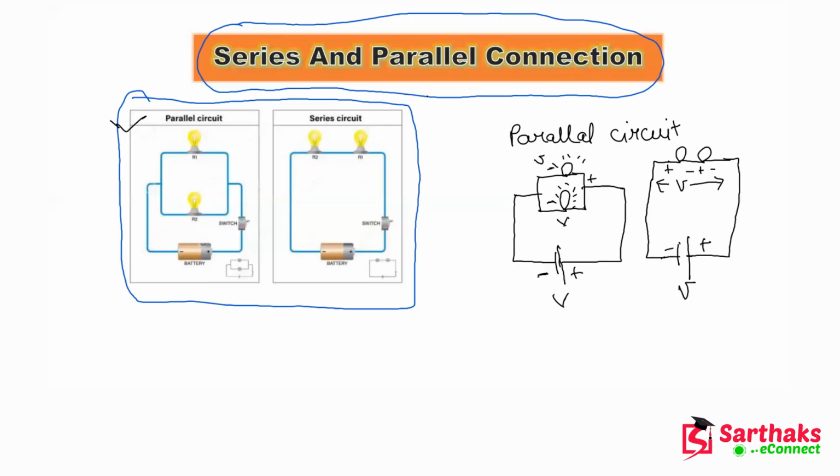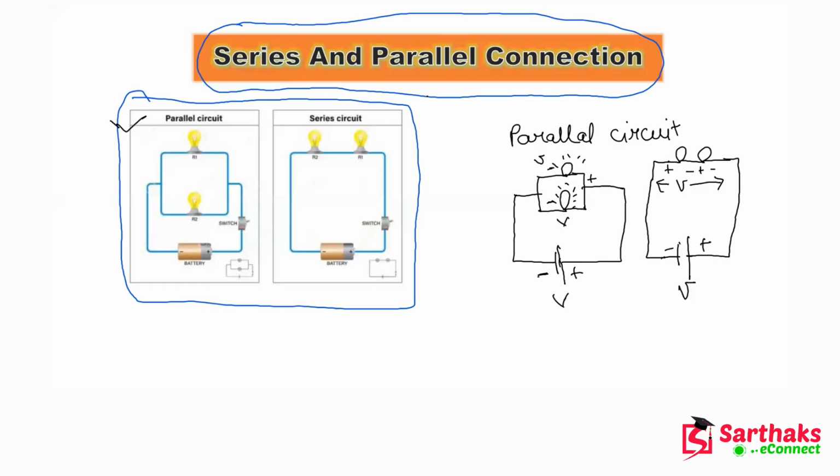But when we discuss a parallel circuit, this voltage goes to these two bulbs individually. If you calculate the voltage on this bulb, it is V, and on this bulb also it will be V, and the voltage of this battery is also V. I hope you understand the difference between the parallel and the series circuit.